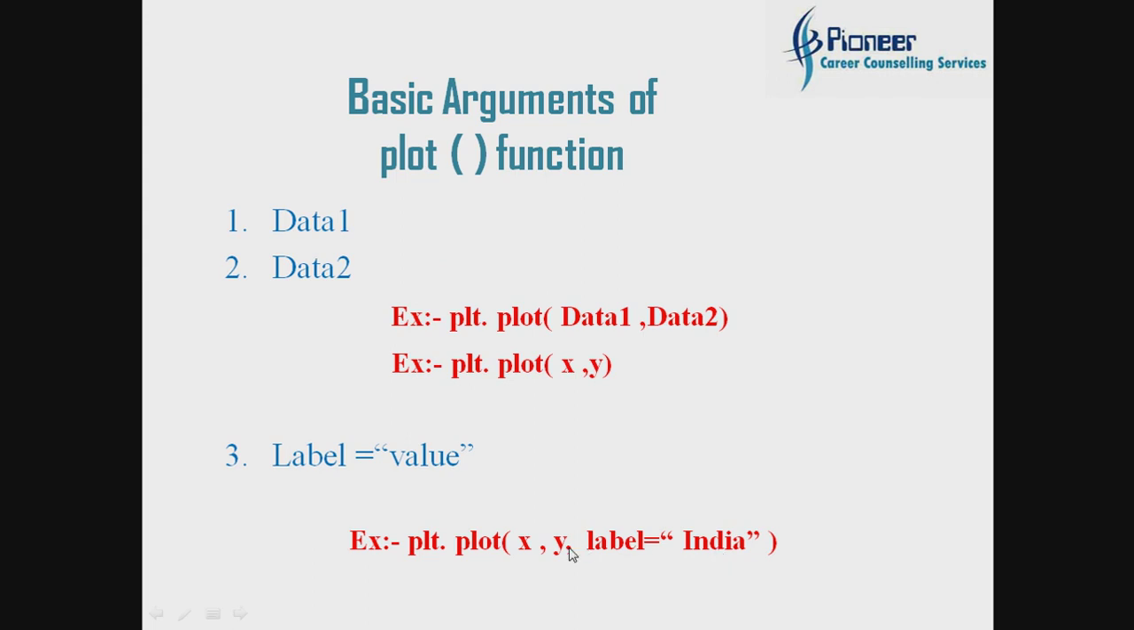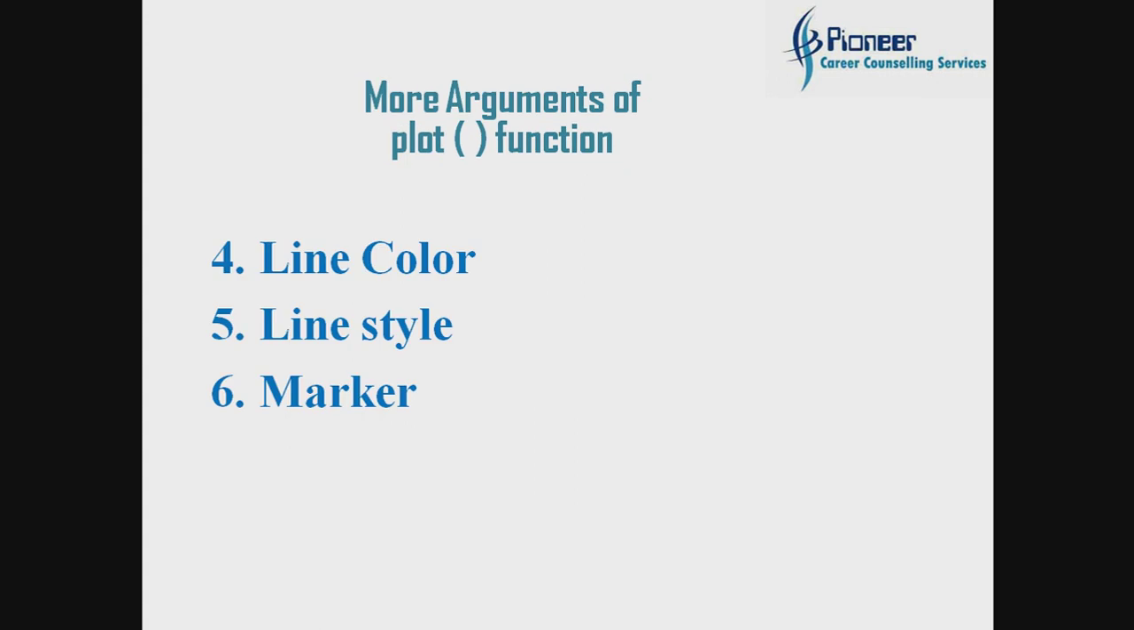These are the basic arguments for the plot function. Some more arguments are there that we can use with the plot function. These are line color, line style, and marker. By default the line color will be black if we are not defining any color for the line. The default line style is solid. So let's move forward and we will discuss them one by one.